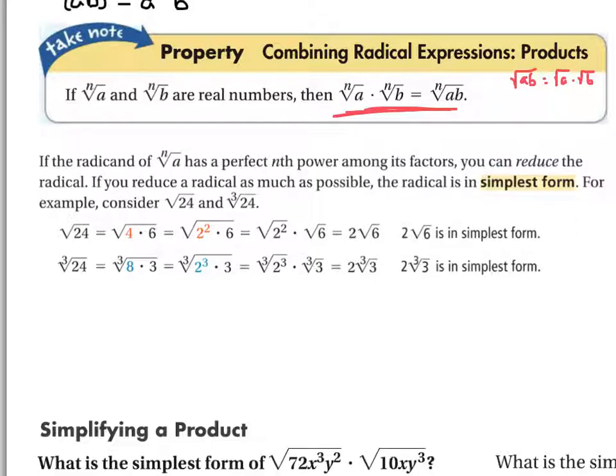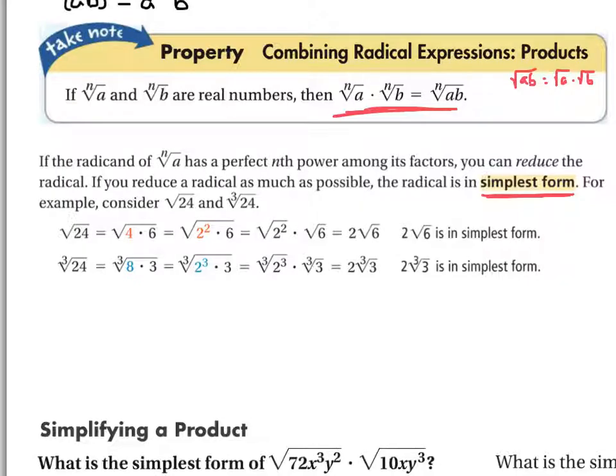We are going to consider a radical simplified if the radicand, now remember, which part of a radical is the radicand? The inside of the radical sign, right? If the radicand has a perfect nth root as one of its factors, then it's not considered simplified. You'd have to simplify it farther. So what do I mean by that? Look at our two examples. We have the square root of 24 and the cubic root of 24.